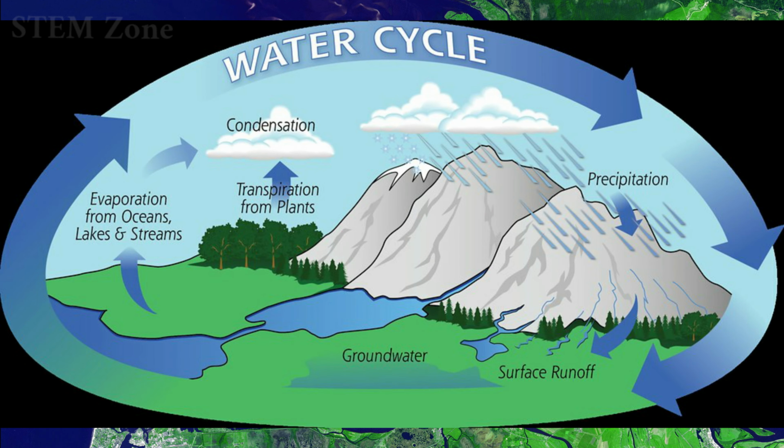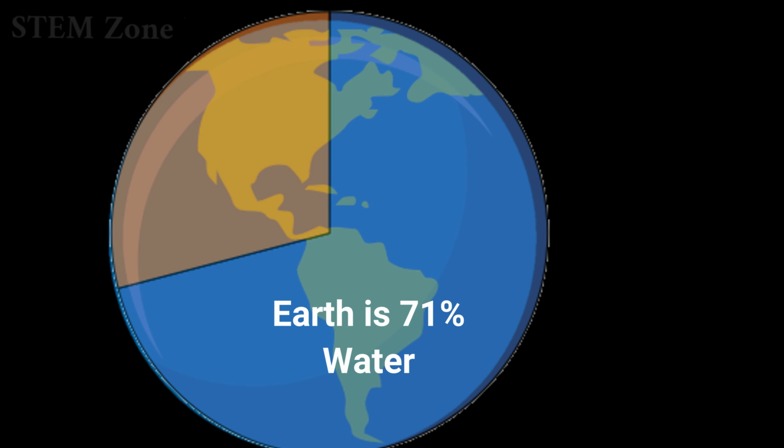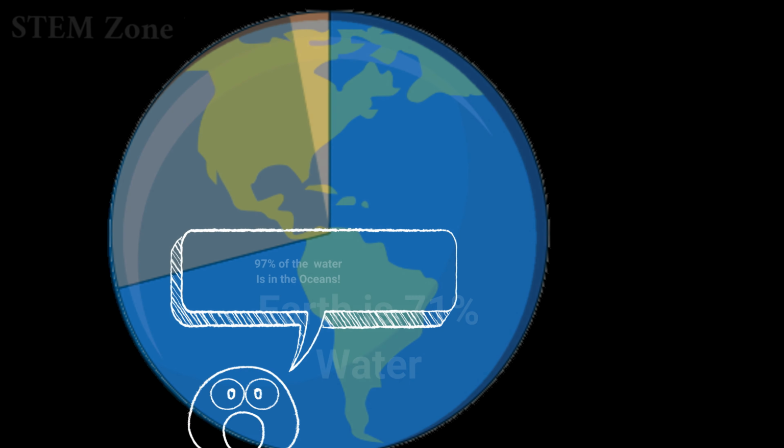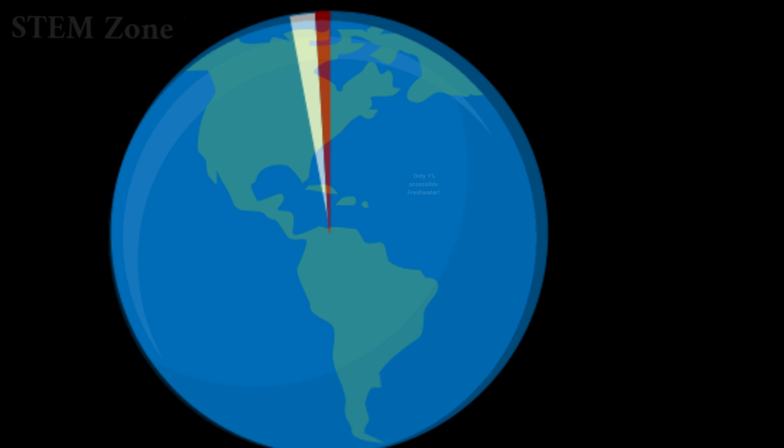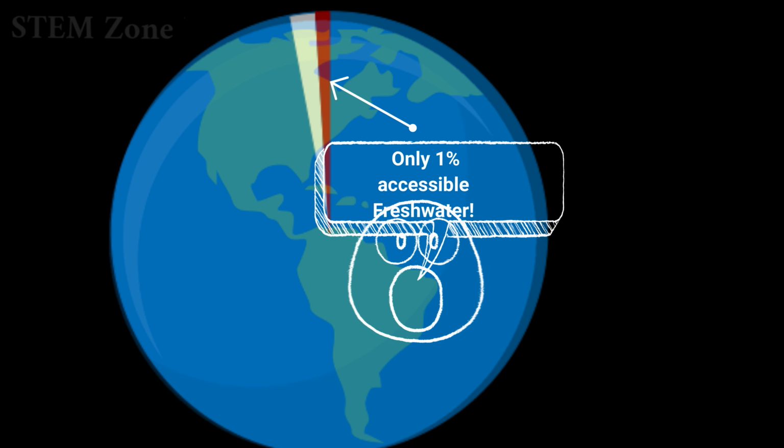71% of our planet is water. 97% of all the water on Earth is in the oceans, and just 3% is freshwater. Out of that 3%, only 1% is available for all living organisms on land, including us, to survive.